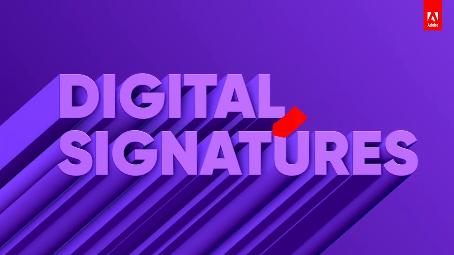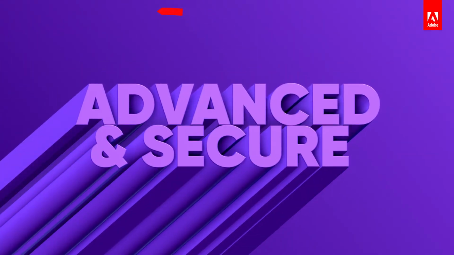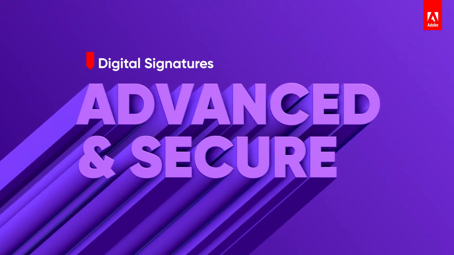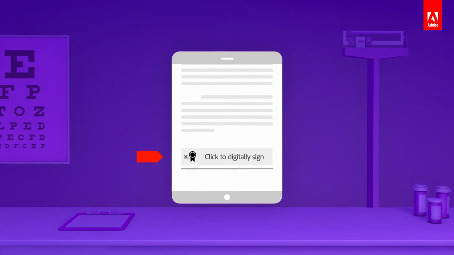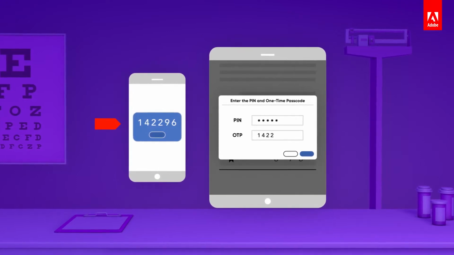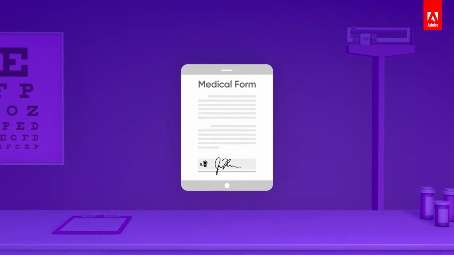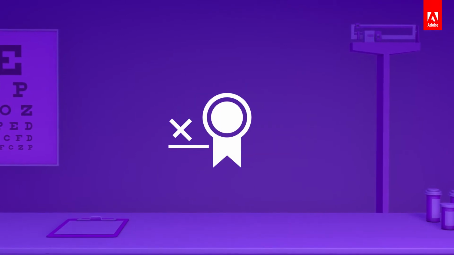Digital signatures. How are they different from other e-signatures? Digital signatures are the most advanced and secure kind of e-signature, held to the highest standards of verification. They require a certified digital ID and PIN to prove the signer's identity. The document and the signature are then encrypted and bound with a tamper-proof seal.